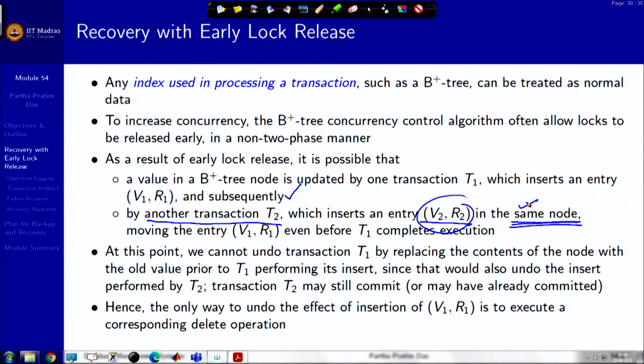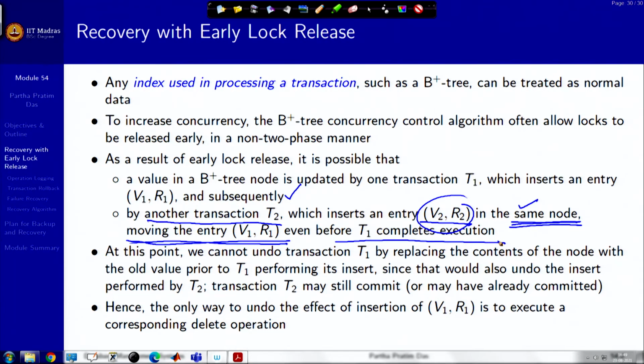Now, the moment you write that, think about the B plus tree structure, the writes are not independent, because the moment you write it, there may be some movements of the nodes. There may be some node splits happening, nodes moving up, down, records moving inside the node and so on. So, the entry V1 R1 will move even before T1 completes the transaction, completes the execution.